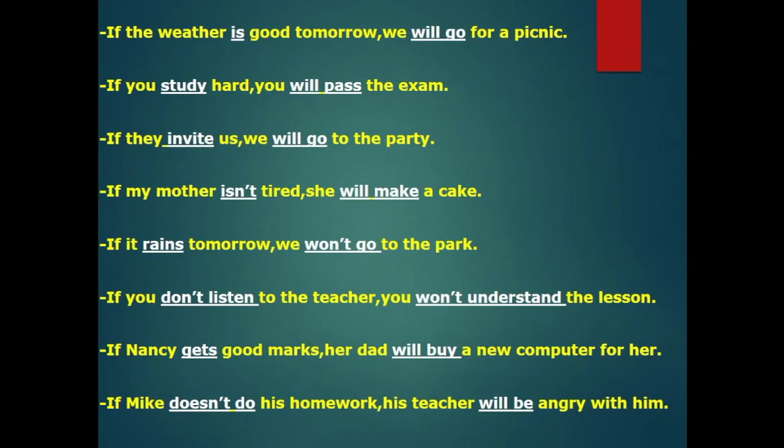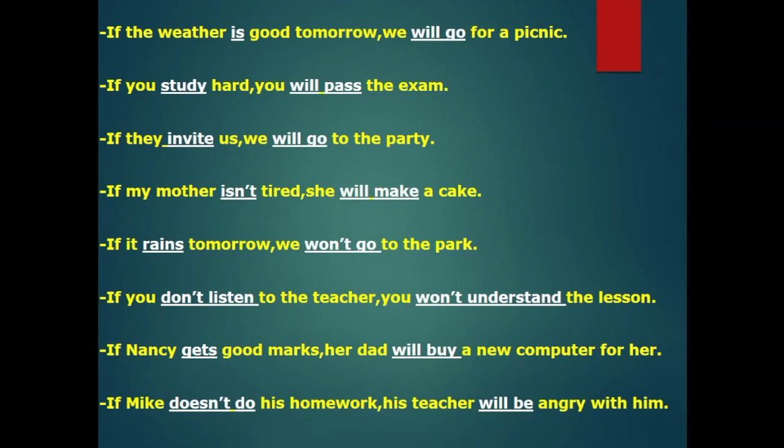Now study these examples as well. If the weather is good for tomorrow, we will go for a picnic. If you study hard, you will pass the exam. If they invite us, we will go to the party. If my mother isn't tired, she will make a cake. If it rains tomorrow, we won't. Won't is the short form of will not. Instead of saying will not, we use won't. We won't go to the park.